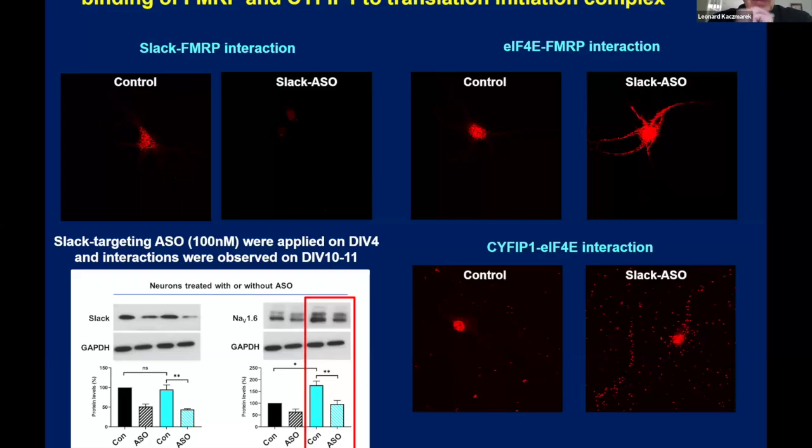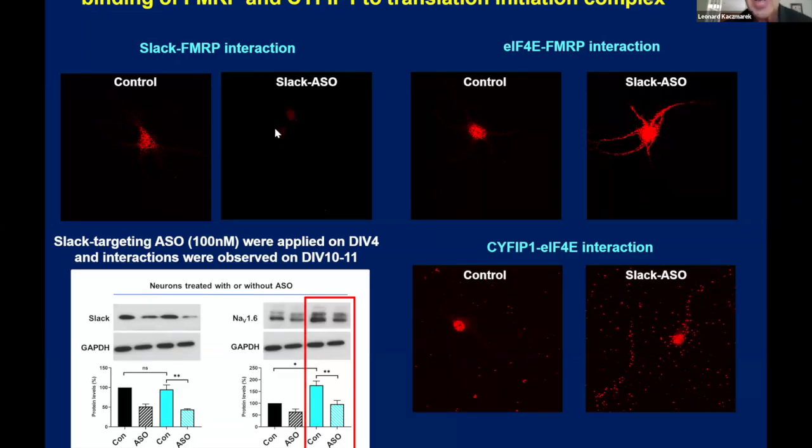This is a technique where you use 2 antibodies that will only give you a signal when they are in very, very close apposition. That's to say, the molecules, the antibodies, have to be touching. And if we look at the FMRP and SLAC interaction, we can see that under normal conditions, there's a lot of interaction of SLAC with FMRP.